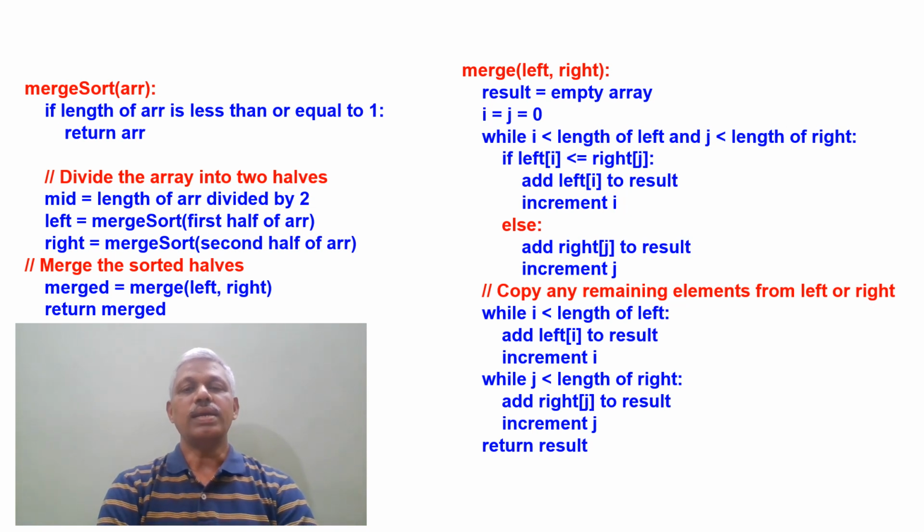So while i is less than length of left, add left of i to the result, increment i. Or while j is less than length of right, add right of j to the result, increment j. So that remaining part is copied as it is into the result. So this is how we merge the subarrays.